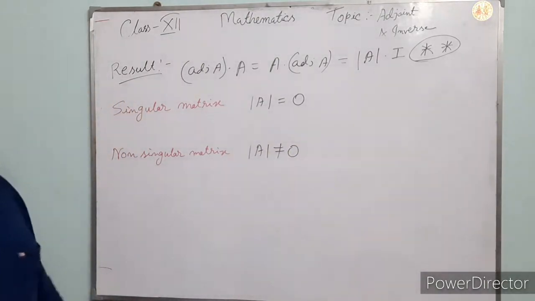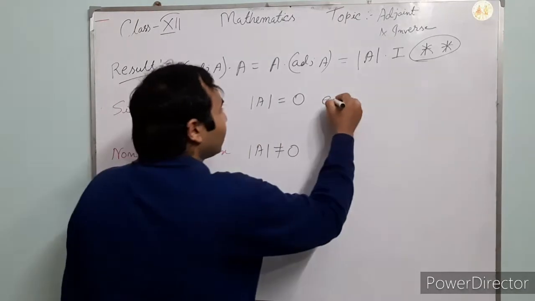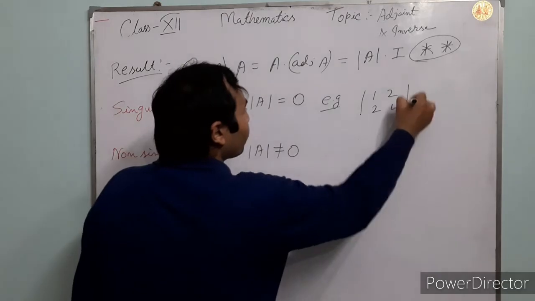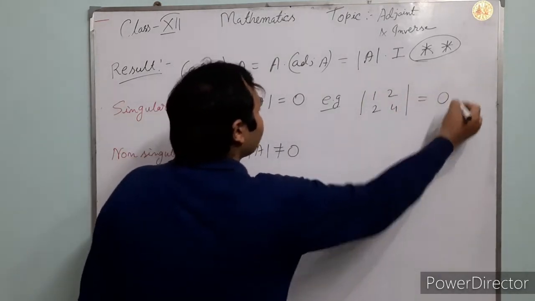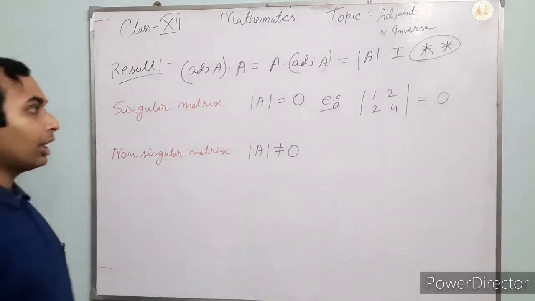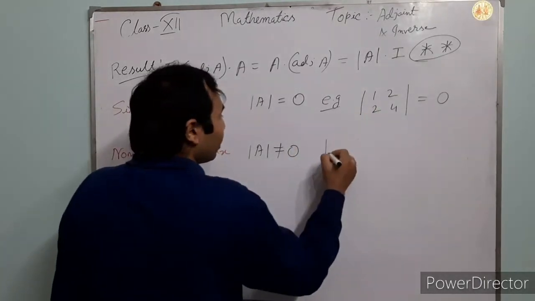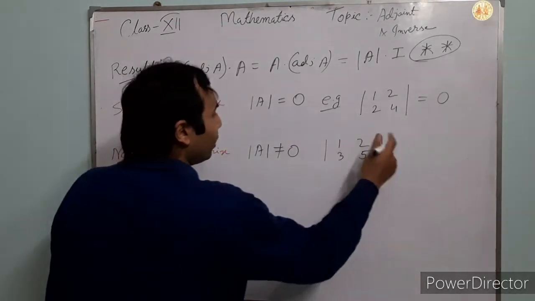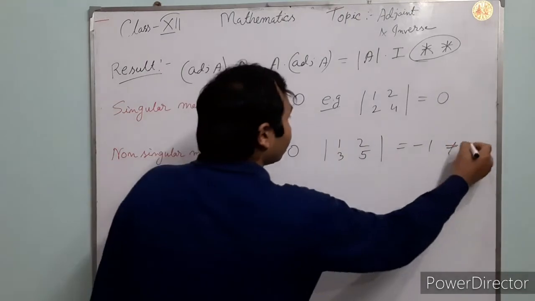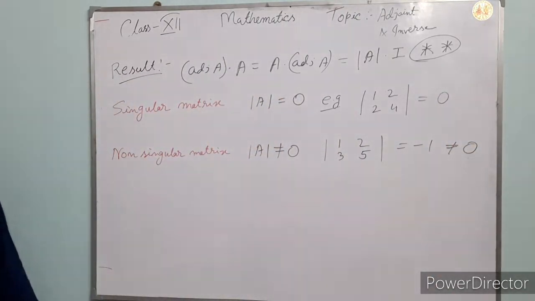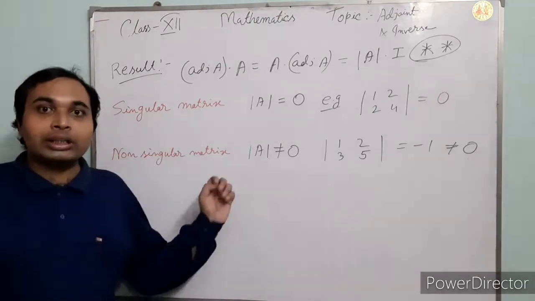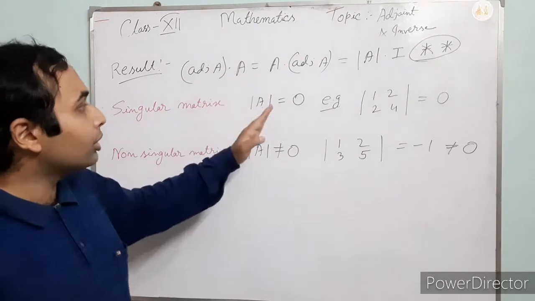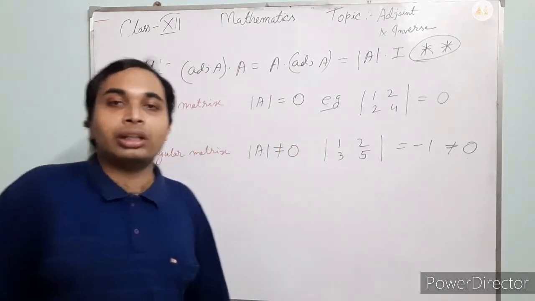Those are very easy. As an example, I am taking one square matrix 1, 2 and 2, 4. Here just see 4 minus 4, it is coming 0. So it is the singular matrix. And the non-singular matrix, here 1, 2 and 3, 5. So 5 minus 6, it is coming minus 1, that is not equal to 0. So this is a non-singular matrix. What is the significance of those two? Actually, those are very important for finding the inverse.